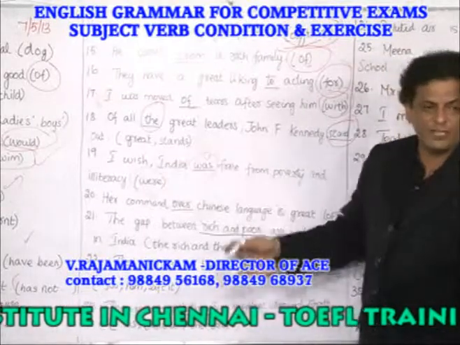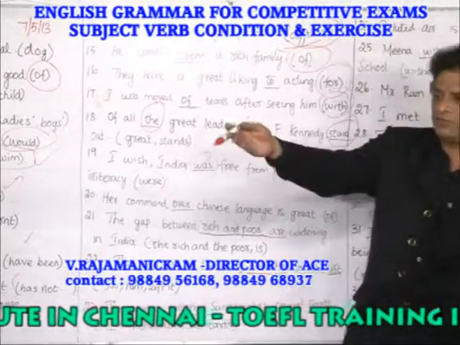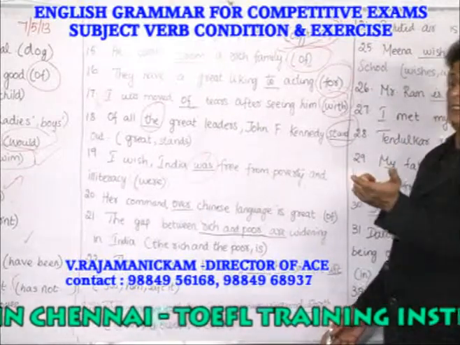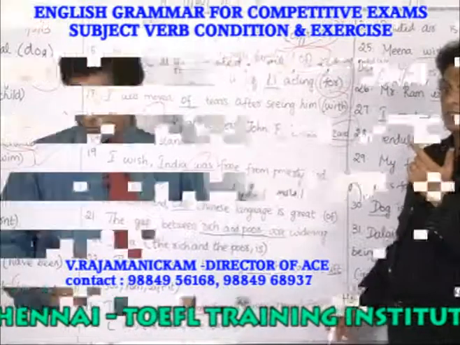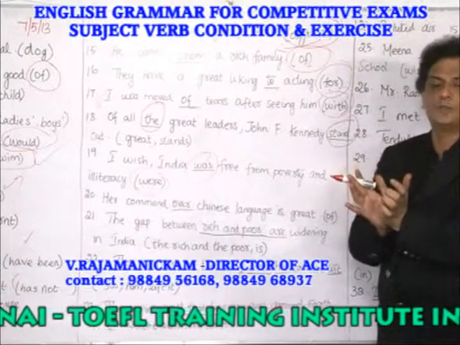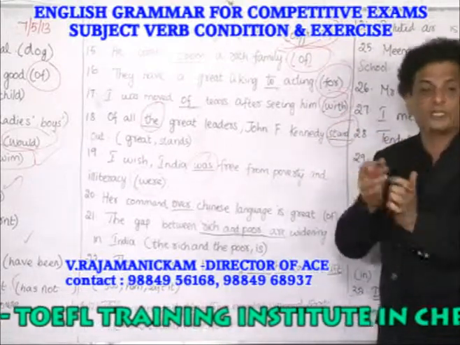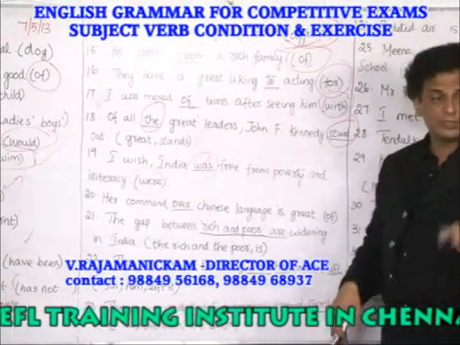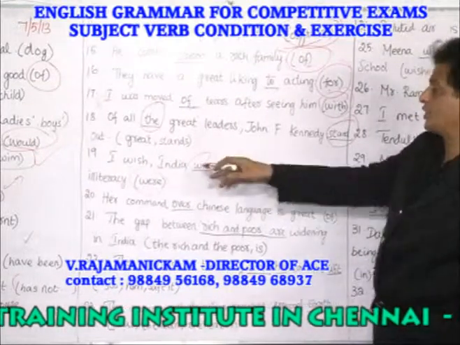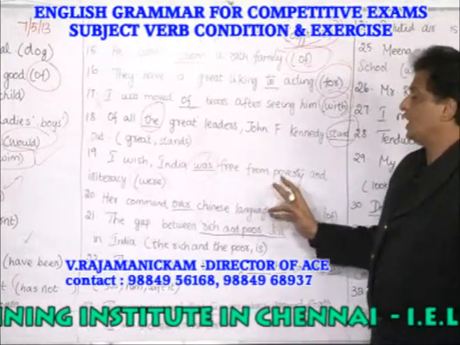I wish. I wish he were a collector. I wish he were an engineer. I wish he were in Delhi. Something which is not true, you want something to happen according to your wish. Then you are using were. I wish India were free from poverty and illiteracy.